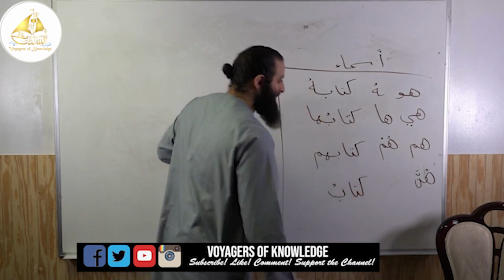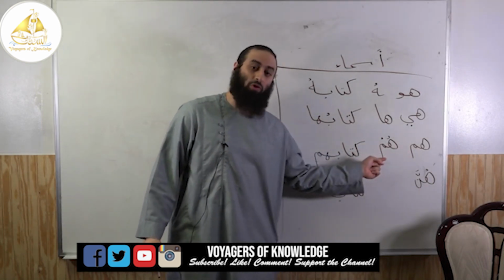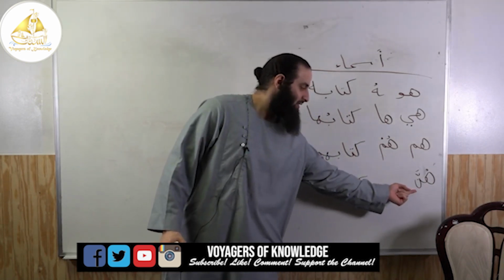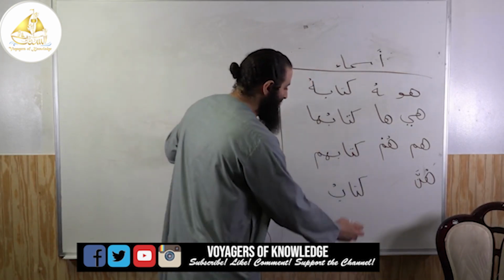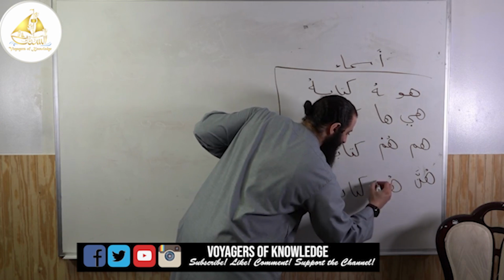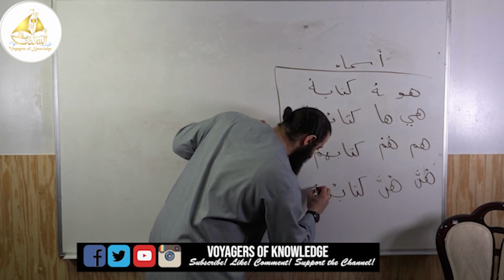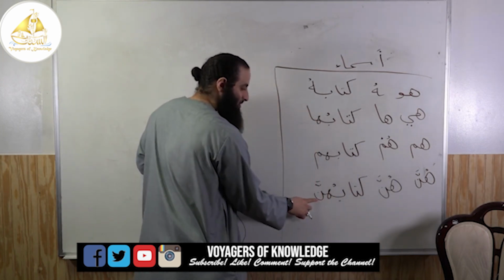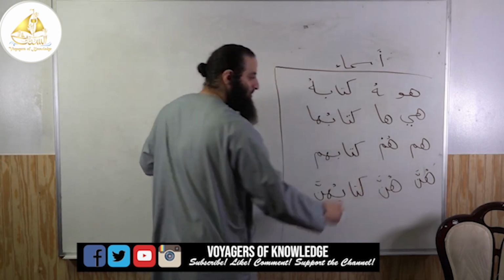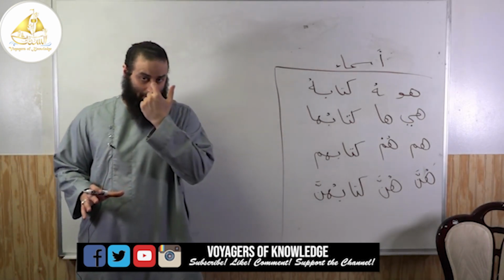Kitabu. You see what we did here? Did we change anything on hum? We use hum again. What are we going to use here? Still the same. We're going to still use hunna. Kitabu hunna. So here's the ha, here's the noon. Here's the ha, here's the noon. Did anything change? All right.